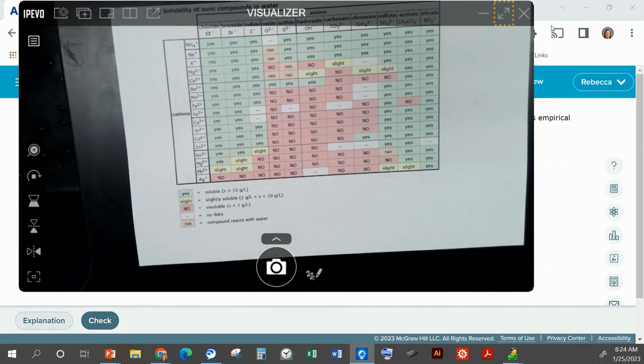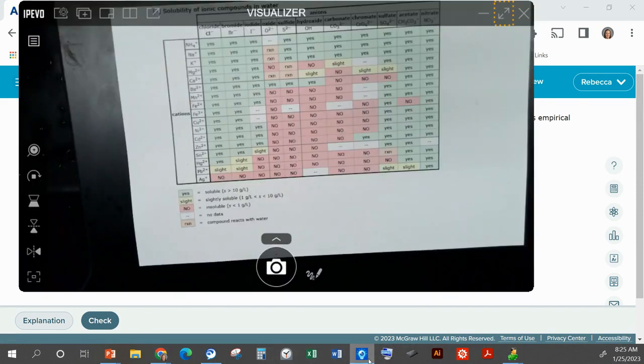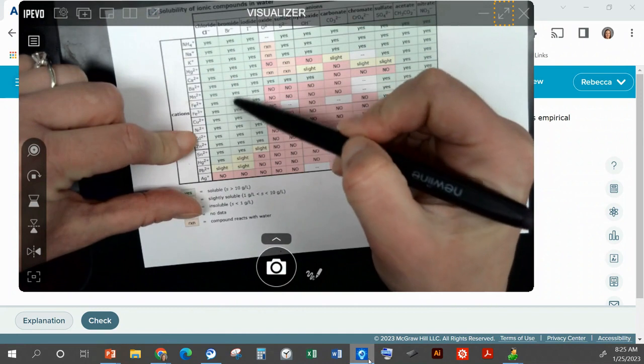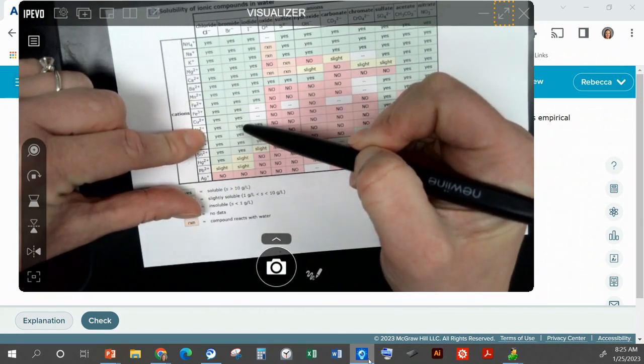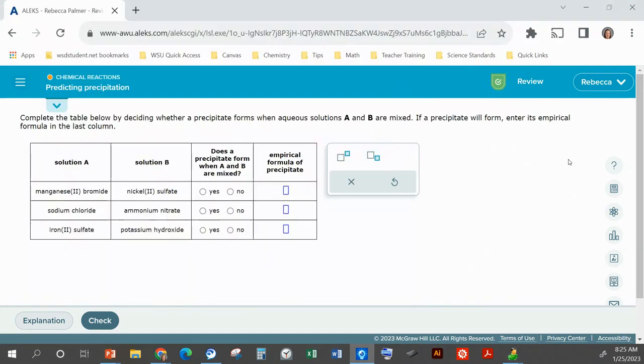Do you remember what the other one was? The other one is nickel bromide. Nickel is here, bromide is here. So that is soluble. What should we put? Is there a precipitate? Everything is soluble, so we're going to put no. If everything is green, we put no. If we have red or yellow, we're going to put yes. That's confusing.